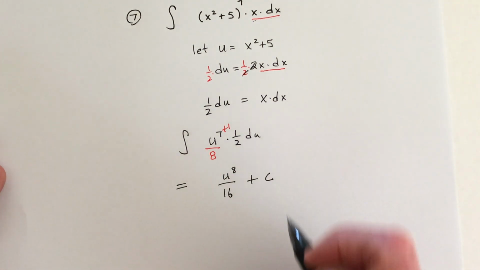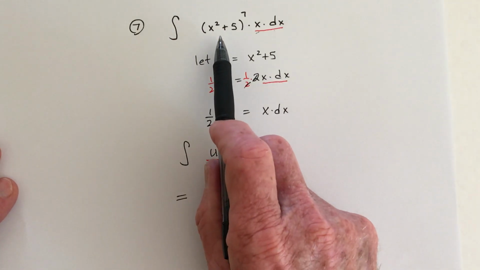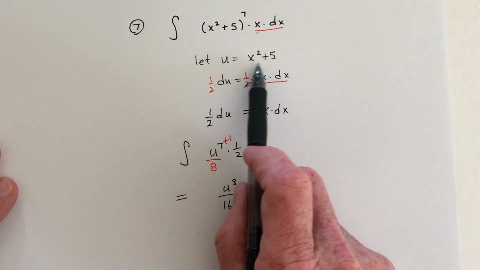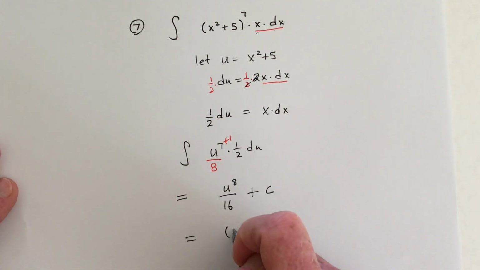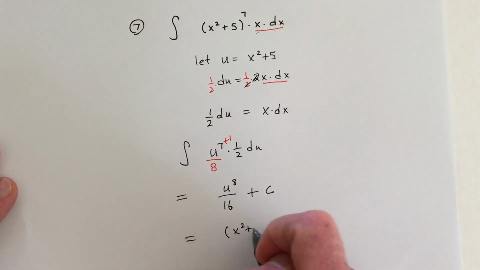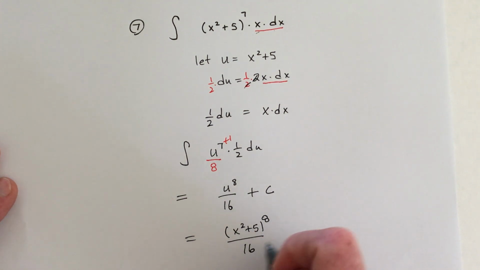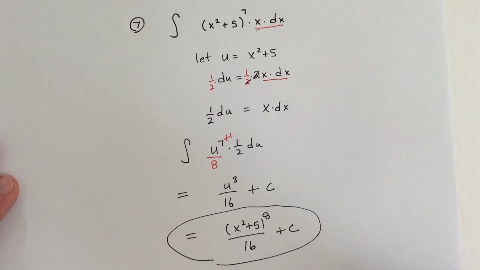And now that I'm done finding the antiderivative, put a plus c. The very last step is the question had x's in it, so the answer should have x's in it. So actually the last part is replace the u with this x squared plus 5. So put in parentheses, x squared plus 5 is raised to the 8 over a 16 plus a c, and then circle it up, and it's done.